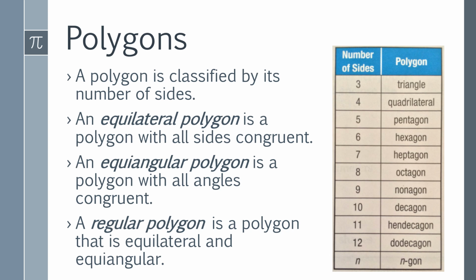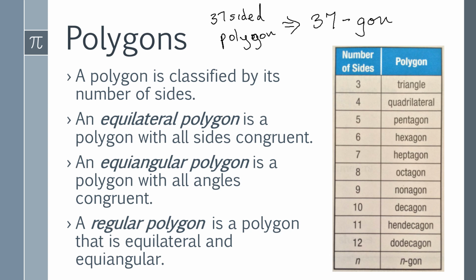If we have more than 12 sides, we take the number, right? So if I have a, let's see, a 37-sided polygon, we would just call that a 37-gon. Okay? So anything over 12, we don't really bother with anymore.